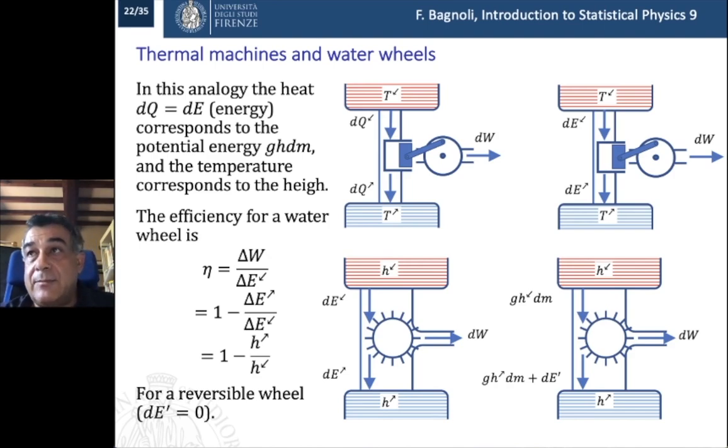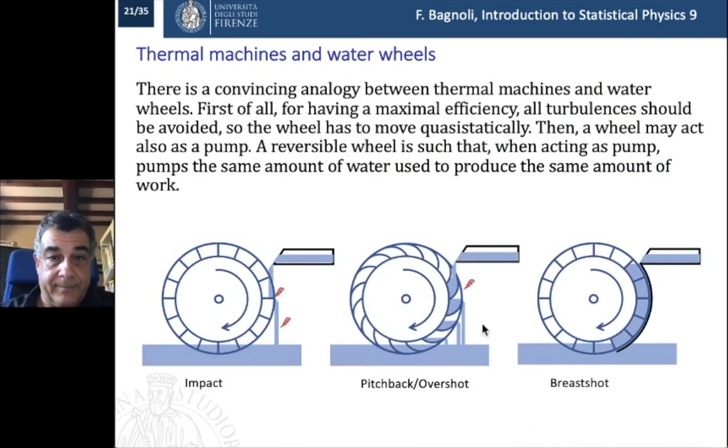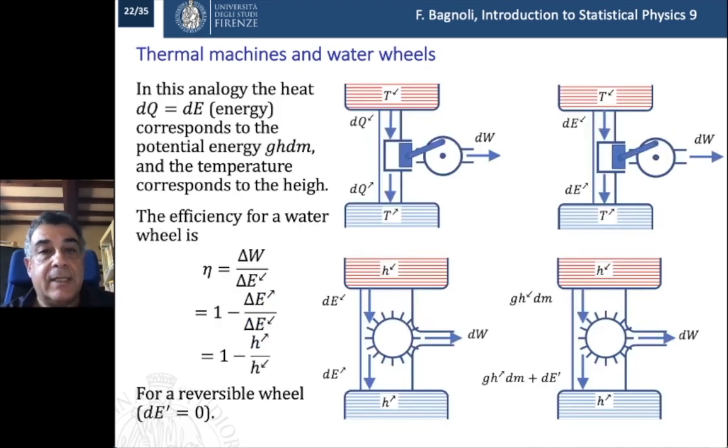I mean, I can use a water wheel also as a pump, just by turning it to the opposite side, I can use it to pump water up. And clearly, a reversible water wheel is a water wheel that, when used as a pump, can pump up the same amount of water that was used to generate the work that I needed to perform this pumping. And I can demonstrate that all reversible water wheels have the same efficiency, otherwise I violate the conservation of energy. And so essentially I get a complete analogy between water wheels and thermal engine.